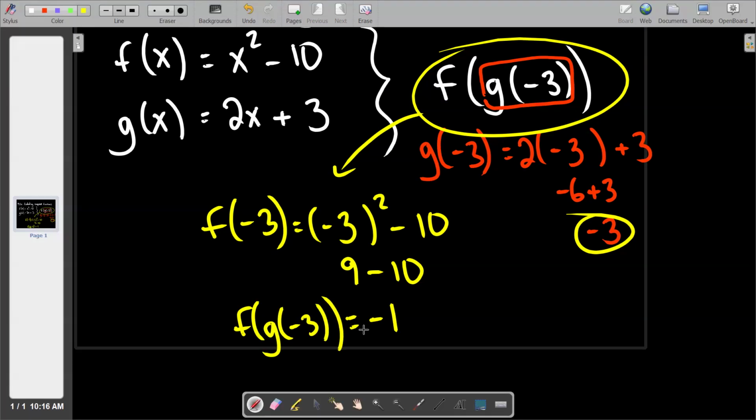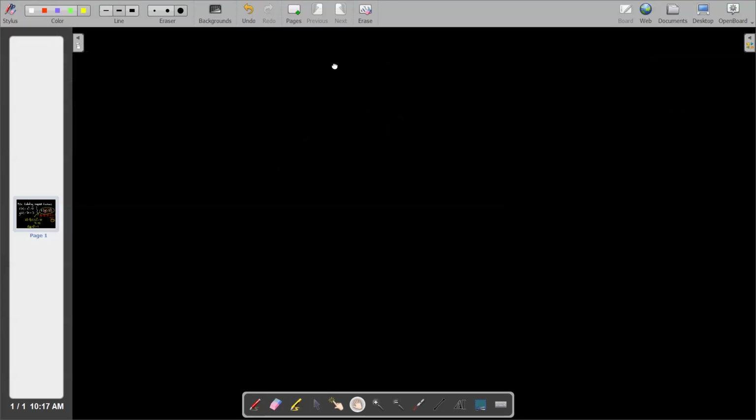Again, the output of the inside one becomes the input of the outside one. Wow, that's a mouthful. If you're looking at that right now and thinking that's difficult, I totally understand, but also understand this: it won't be difficult in a little bit. Once the process clicks, there's nothing to it. All right, so let's do another one.